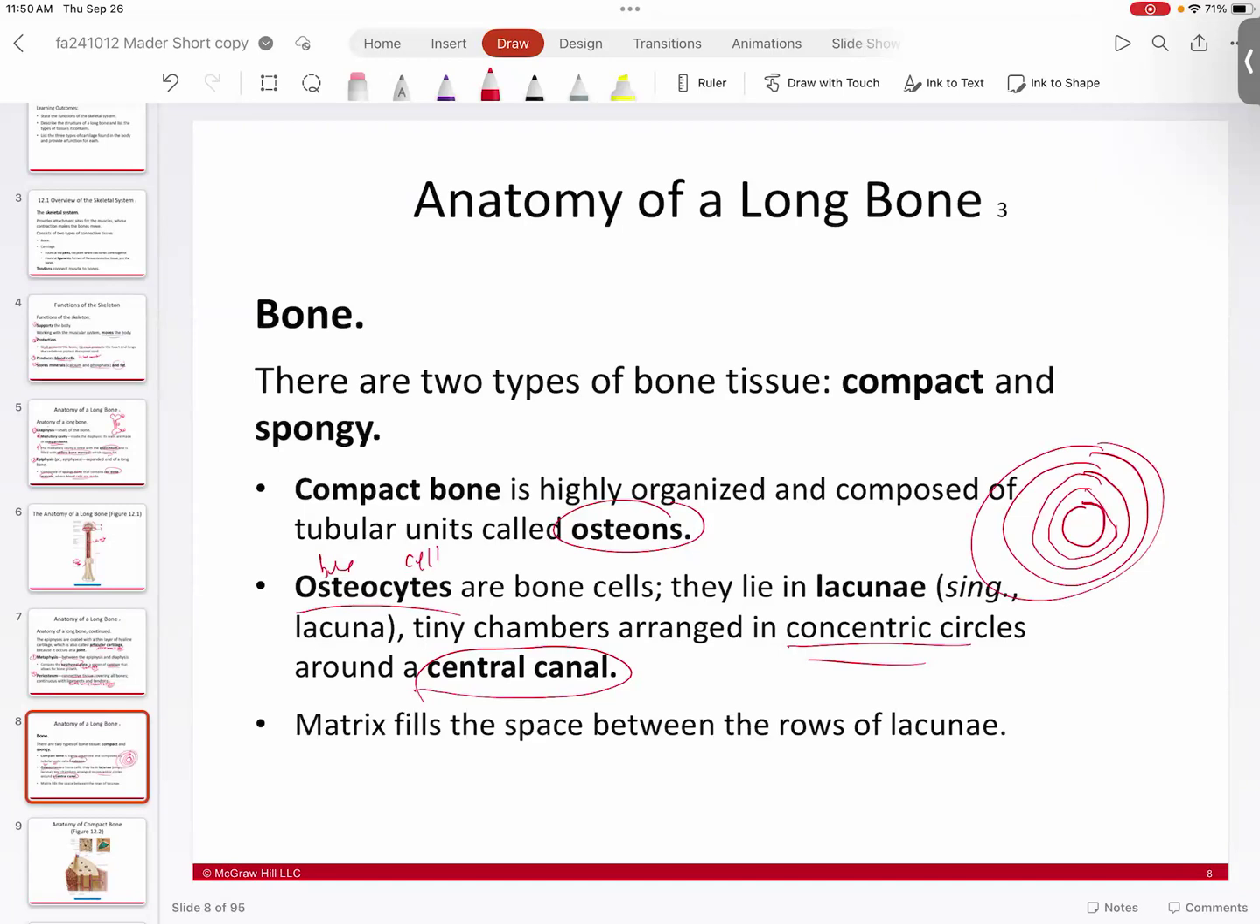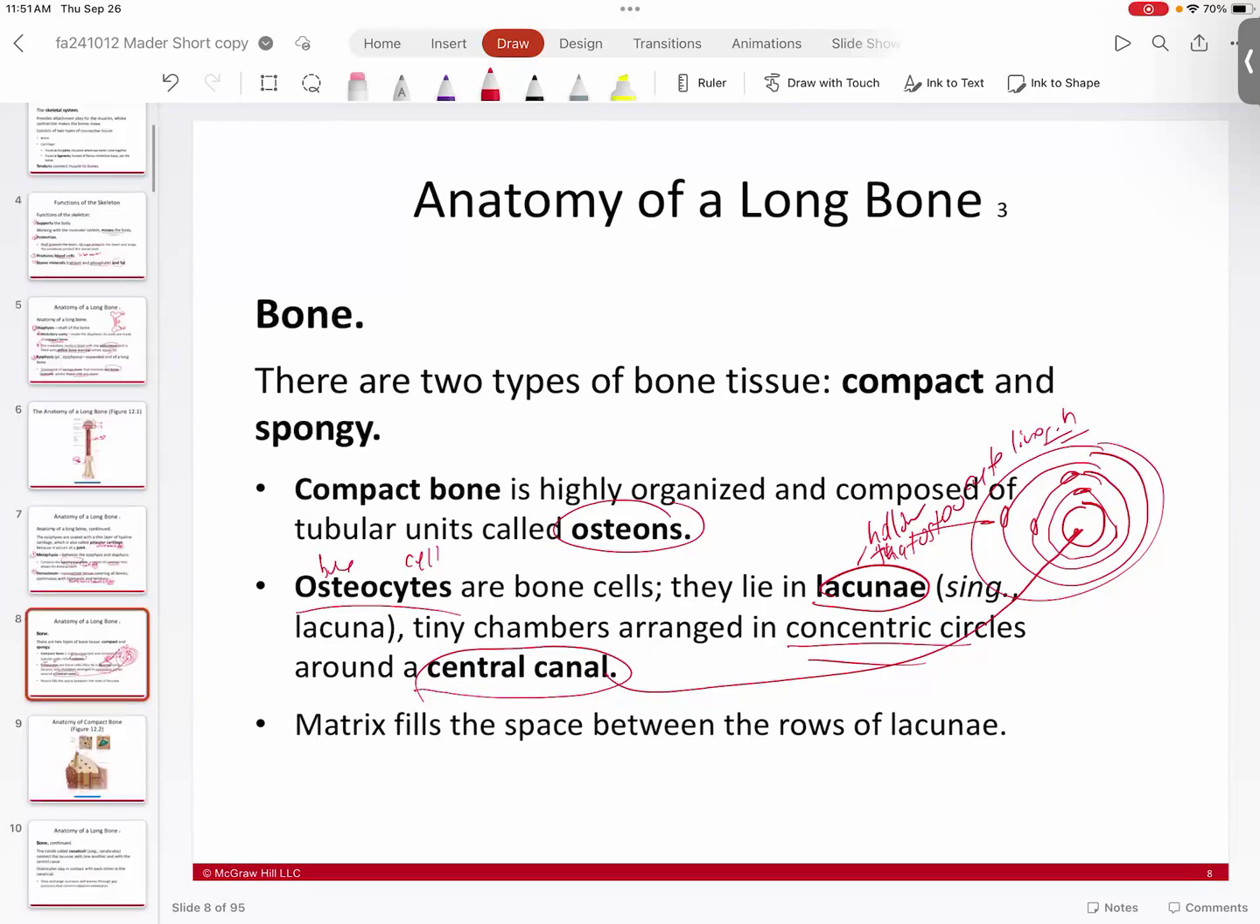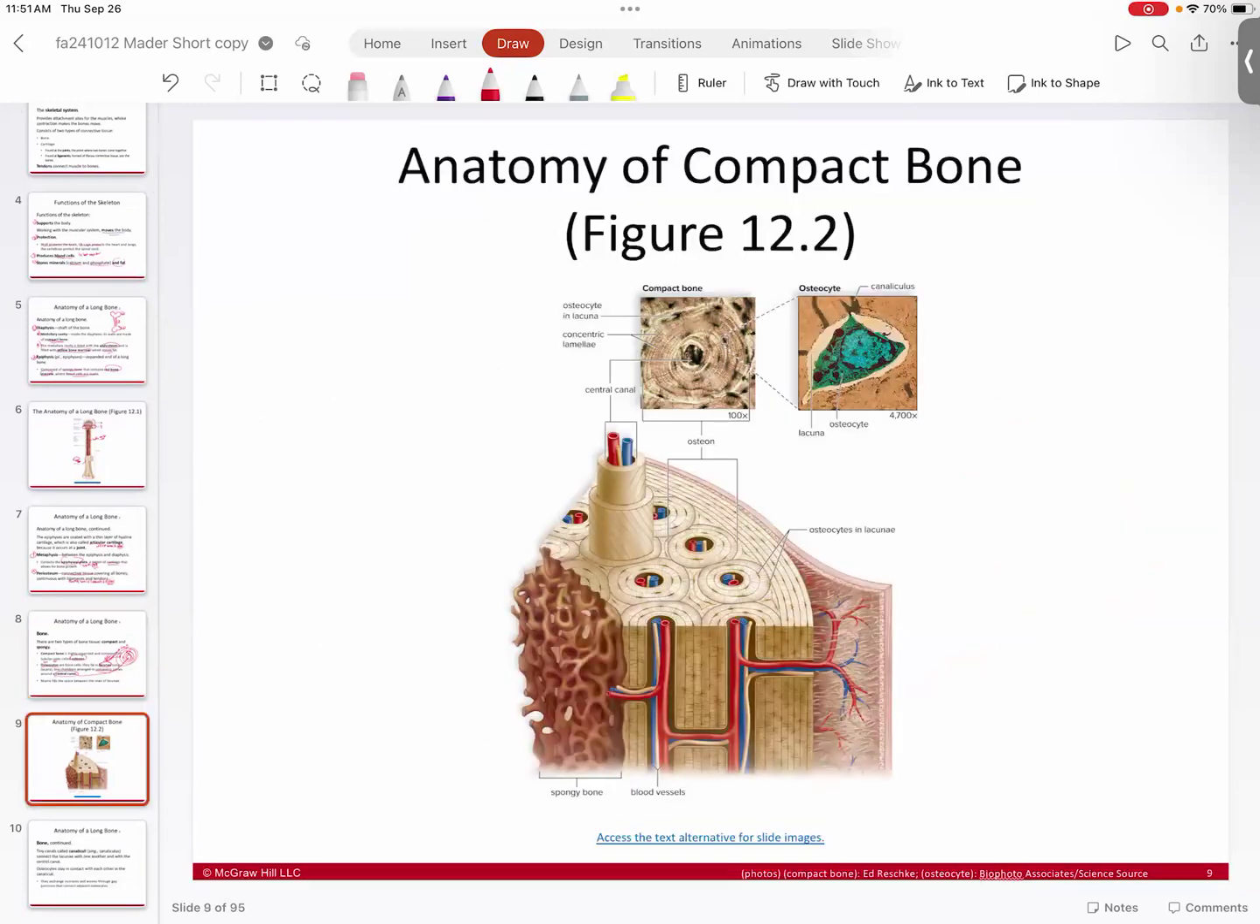Your central canal is in the middle, and then typically you'll have little osteocytes that are trapped in the bony matrix, but they create a little carve out or hollowing for themselves called the lacuna. This is the hollow area, like a little cavity that your osteocyte lives in. And so that's your osteon. The matrix fills the space in between these rows of lacuna.